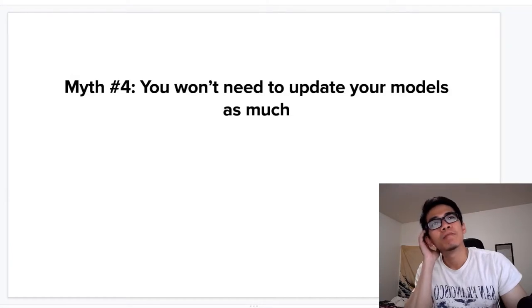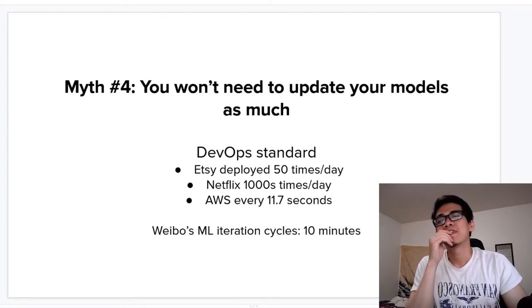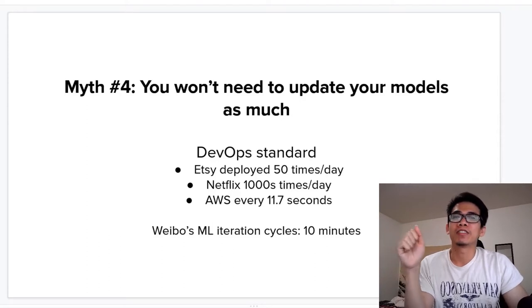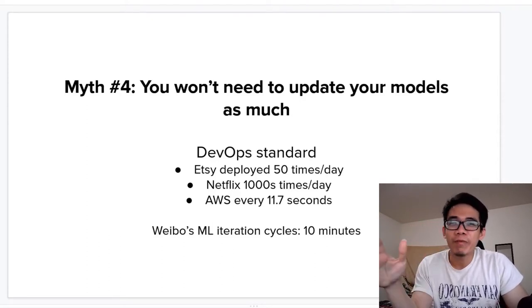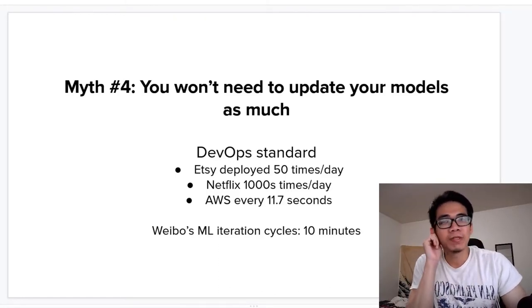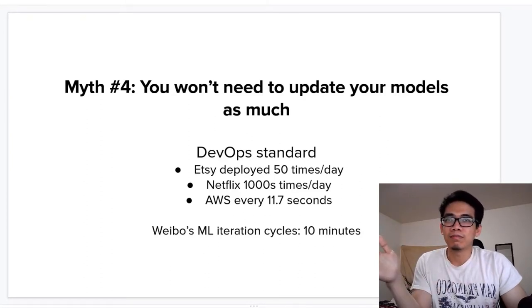Myth 4: you won't need to update your models as much. DevOps. Software engineers deploy 50 times a day, Netflix 1,000 times a day, AWS every 11.7 seconds. What? This is silly. Okay. You will not update your model as much. And by you, I don't mean AWS or Netflix. They have a ton of models. And I'm not sure what's the point of this because it's not that much different from how frequently you update a software system that is not an ML system.